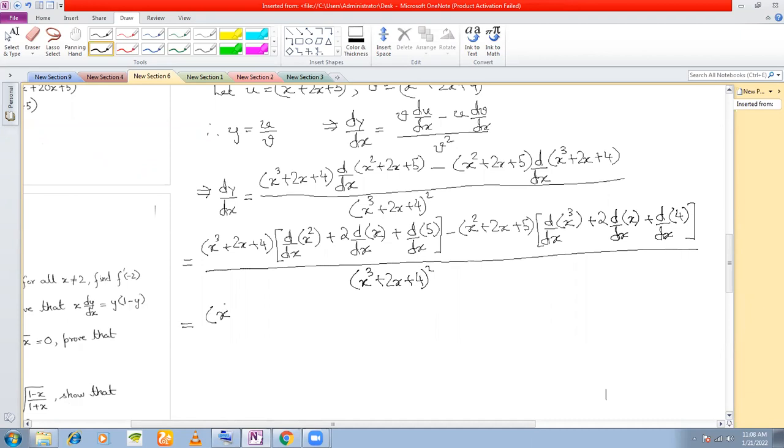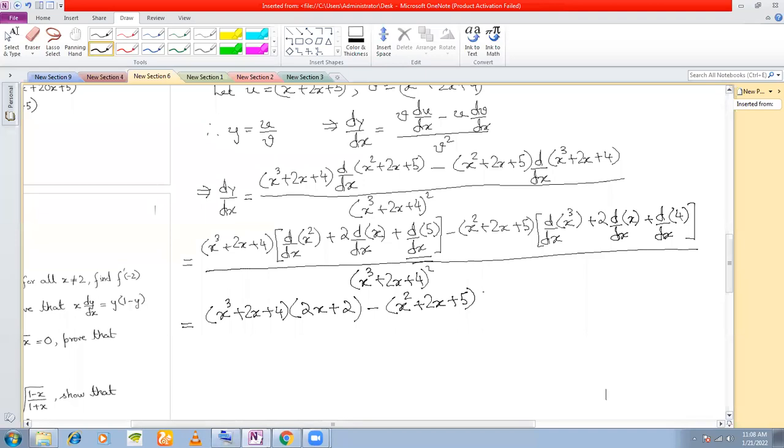So you have x cube plus 2x plus 4. d/dx of x square here, that's within the box brackets, you see, d/dx of x square here is 2x plus twice d/dx of x. That means 2 into 1, which is simply 2. And this is equal to 0, right? So this is simply 2x plus 2 minus (x square plus 2x plus 5).